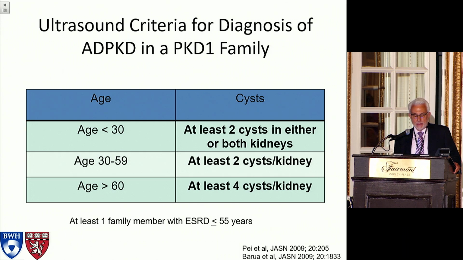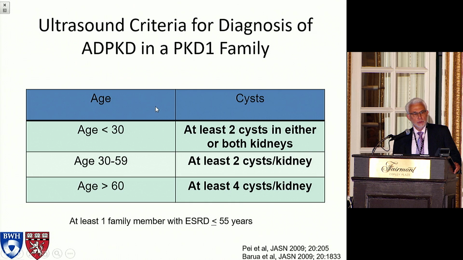Ultrasound criteria for diagnosis of ADPKD in a PKD1 family are well established. So if an individual is less than 30 years of age, at least 2 cysts in either or both kidneys confers a greater than 95% sensitivity and specificity of having PKD. Because you get more simple cysts as you age, you need more cysts to demonstrate with high degree of certainty PKD when you're older, so at least 2 cysts per kidney, ages 30 to 59. And when you're greater than 60, you need at least 4 cysts per kidney.